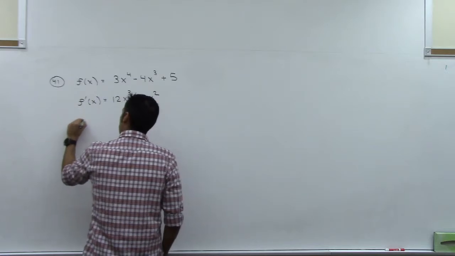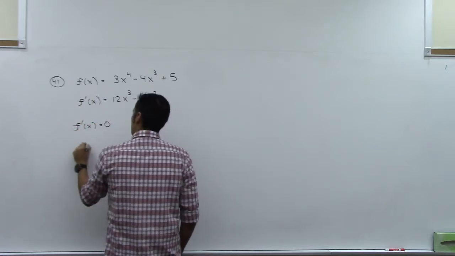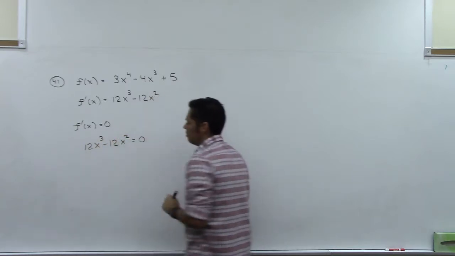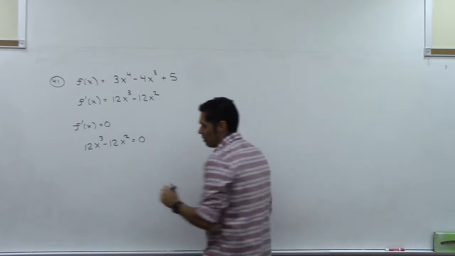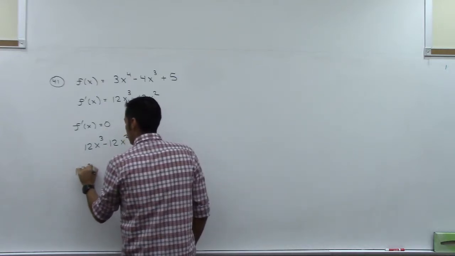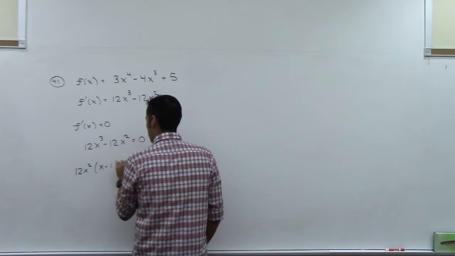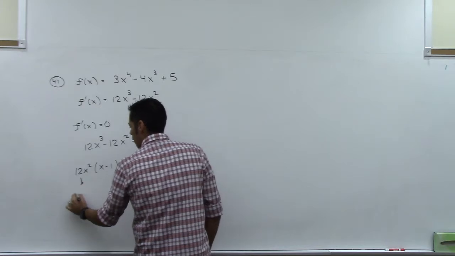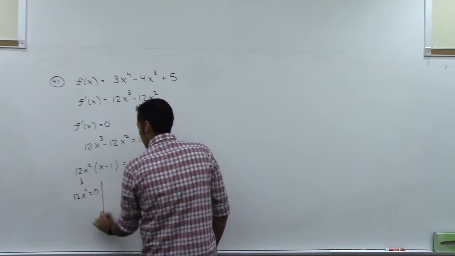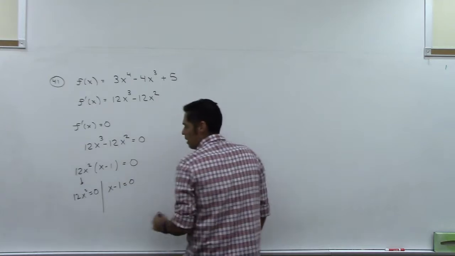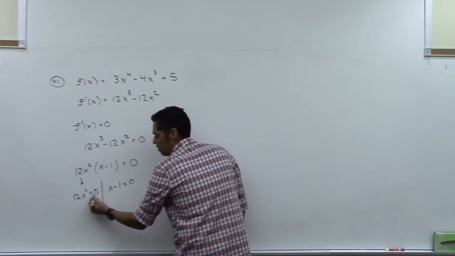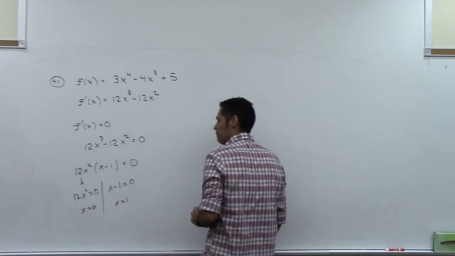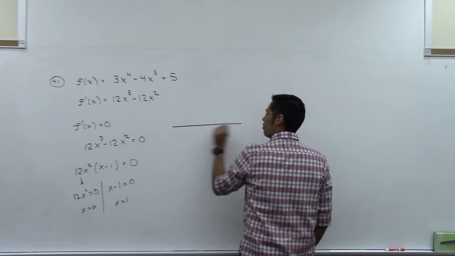Then I set this derivative equal to 0. So I take 12x to the 3rd minus 12x squared, set it to 0. To do this one, I'm going to factor out a greatest common factor first of 12x squared. That'll leave me with x minus 1. And then I set each of these factors to 0. The only way I can square something and then multiply by 12 and get 0 is if x was 0. And here, if I move the 1 to the other side, I get x is 1. So I have two answers, 0 and 1.